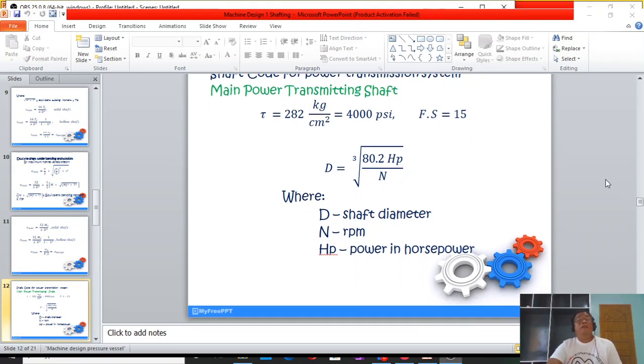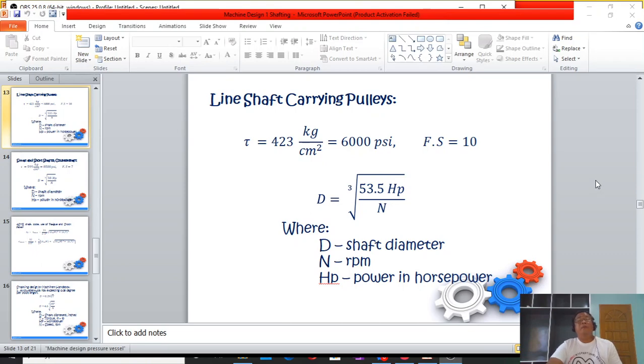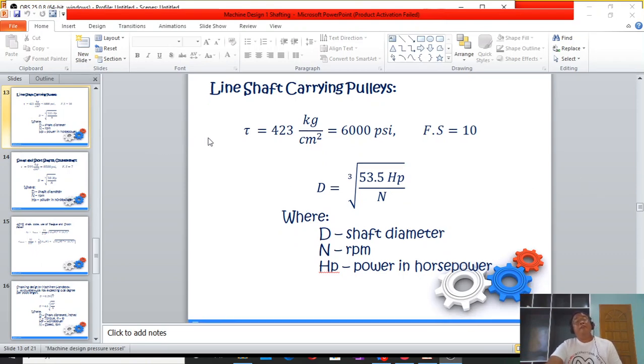Next is for the line shaft carrying pulleys. Again, class, the shearing stress considered is 6,000 psi or 423 kilograms per centimeter square. And the factor of safety considered there, class, is only 10. So that is why the derived equation, again, knowing that power equals Tn over 63025 and shear stress equals 16T over pi d cube, and then substituting, the formula will become D equals the cube root of 53.5 HP over N.